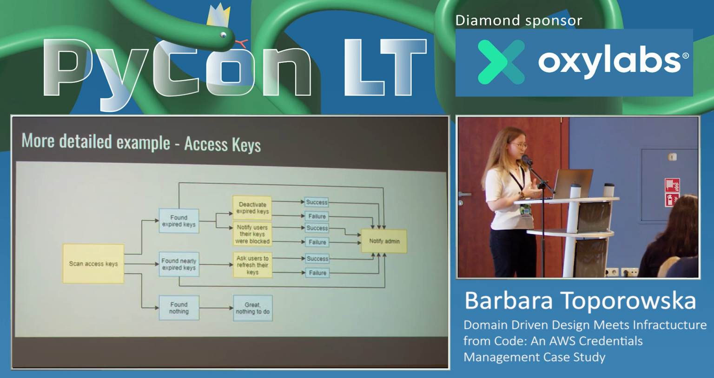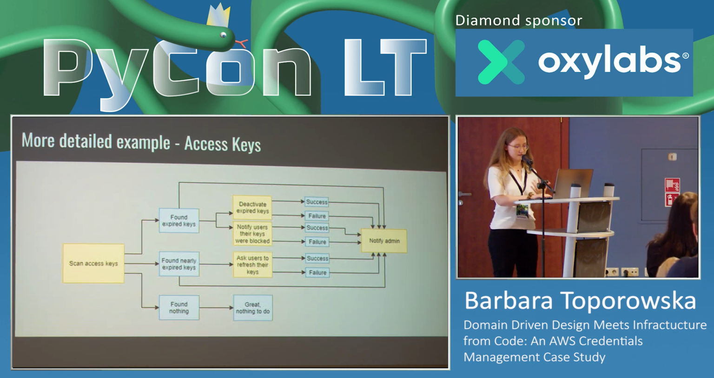The scanning procedure is different for each type of credentials. So for an access key, it's pretty straightforward. If we found an expired access key, we need to deactivate it and notify the user that we blocked their key. And we can also send a reminder to the user that their key is near expiration. But it's the easy case because we scan keys and we manage keys. We manage the same object that we scan.